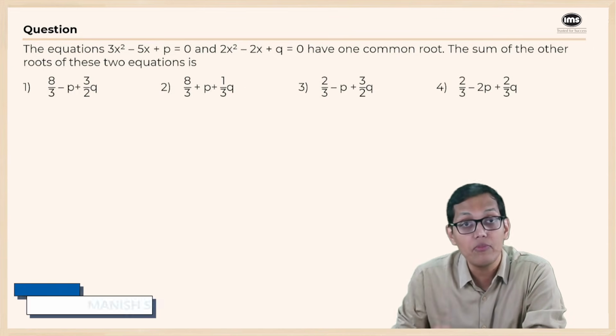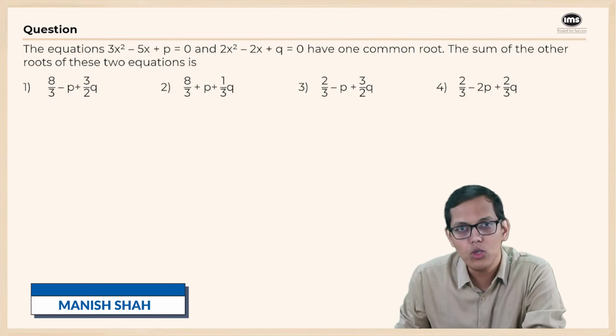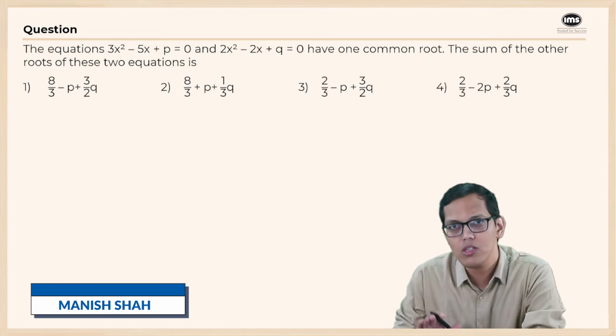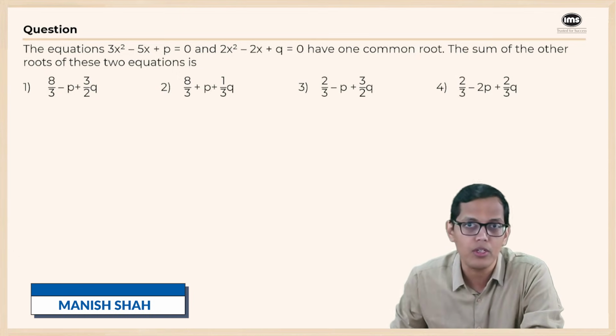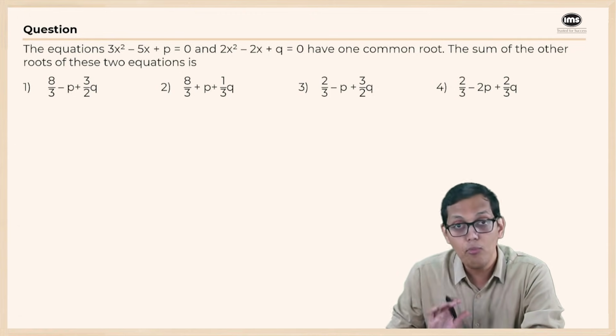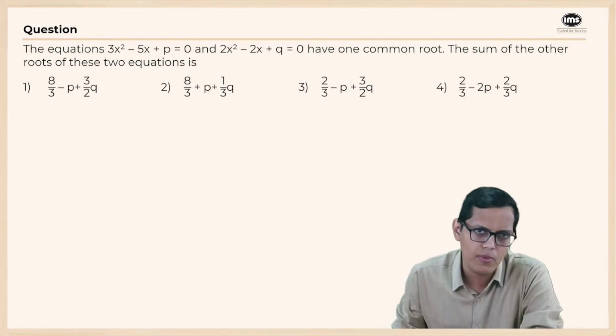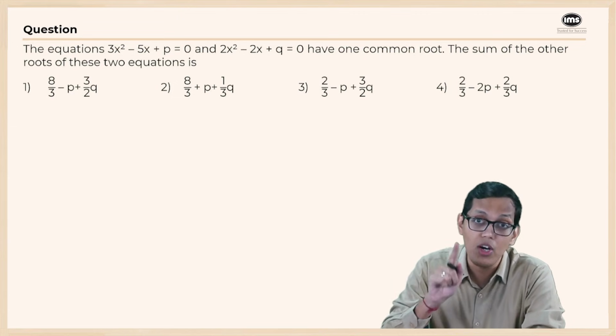The question here is: the equations 3x² − 5x + p = 0 and 2x² − 2x + q = 0 have one common root. The sum of the other roots of these two equations is? Both of them are quadratic equations. They should ideally have two different roots. The question says that one root is common.